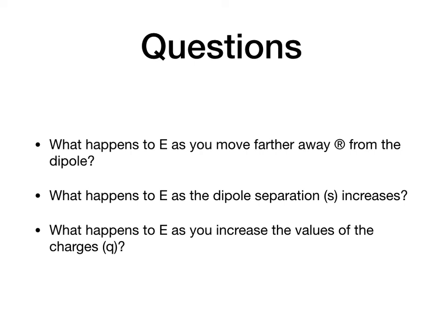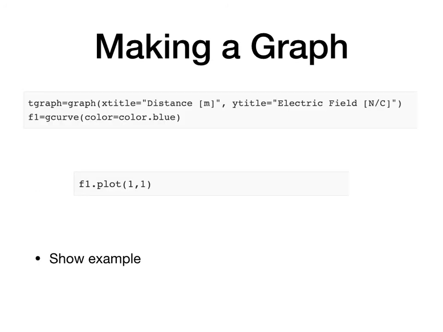Now you could do that and collect data and write it down on paper and make a graph on your own, and that is fine. But if you want to make a graph, these are the things that you would put in here. I'll give you another link for making graphs. So the first line in this code makes a graph with the axes and everything like that. F1 is the line that would be plotted. And then every time you do F1.plot, the x coordinate and the y coordinate, it puts a dot on the graph.